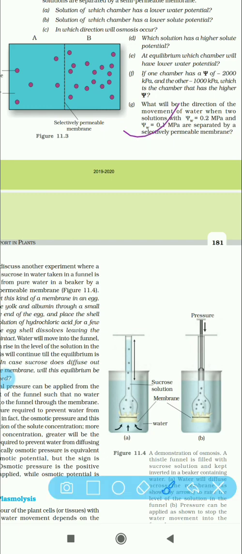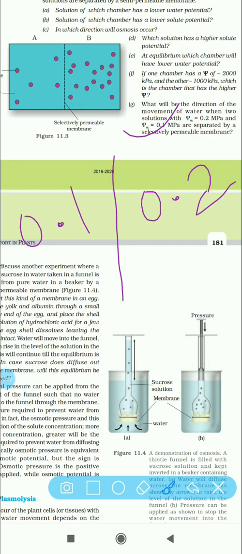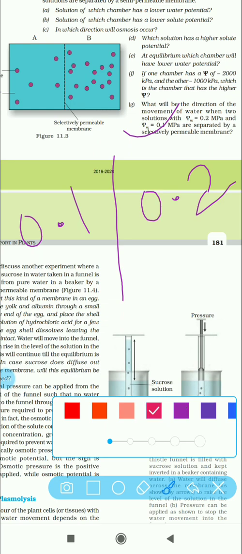Last question, that is the G. Now they have mentioned that we have psi W of one as 0.1 and another as 0.2. Now you know we take 0 as the highest psi W, so which will have the higher water potential? So 0.1 is higher water potential, and that's why they have asked about the water movement.